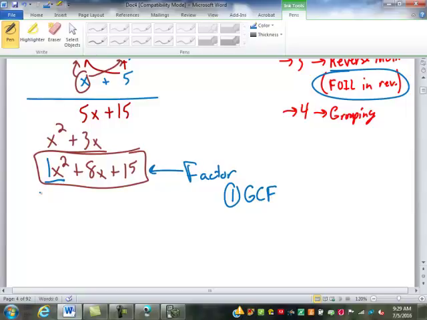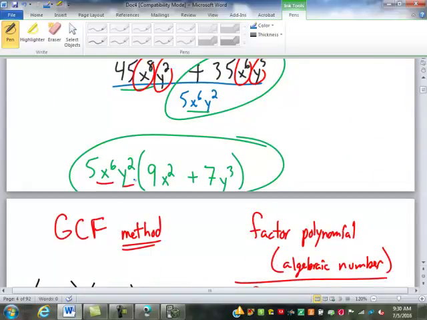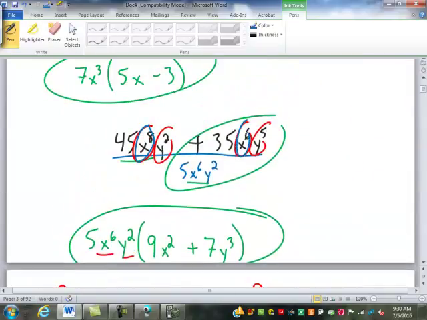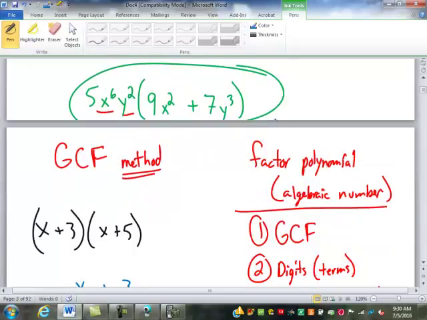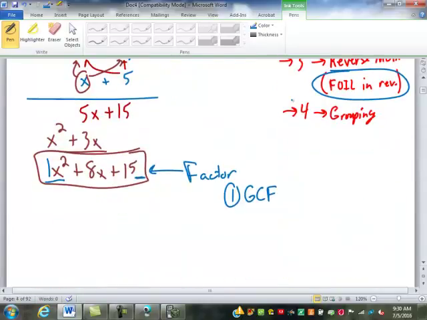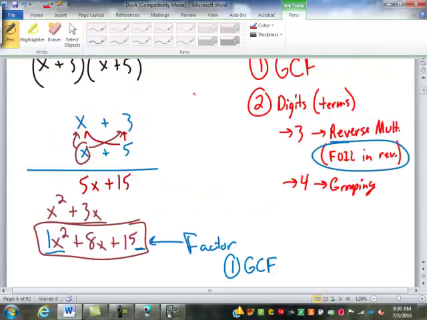Is there a common factor for the variables? No, because this digit doesn't have a variable. For a variable to be a common factor, it has to appear in every number, every digit. Just like up here, there was an x in every digit, so it was part of the common factor, and there's a y in every digit, so it was part of the common factor. If that variable is not in every digit, it cannot be part of the common factor. So there is no greatest common factor for this one. There is no common factor period for this one. So since there is no common factor, we go on to that second possibility.